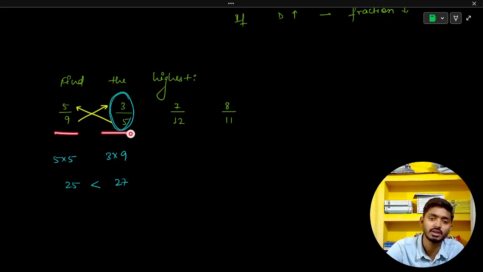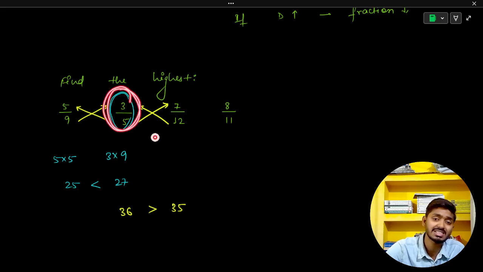So if these two were the only fractions given, we would have said 3 by 5 is greater. But again, we are left with these two. So now we'll compare the winner. We are supposed to find the highest over here, and for now the winner is 3 by 5. Now we'll compare this winner with 7 by 12, say. We'll again cross multiply. 3 times 12 would turn out to be 36, and 7 times 5 would turn out to be 35. Very clear, 36 is greater than 35. So we'll say this fraction is still greater than this one. So still the winner is 3 by 5.